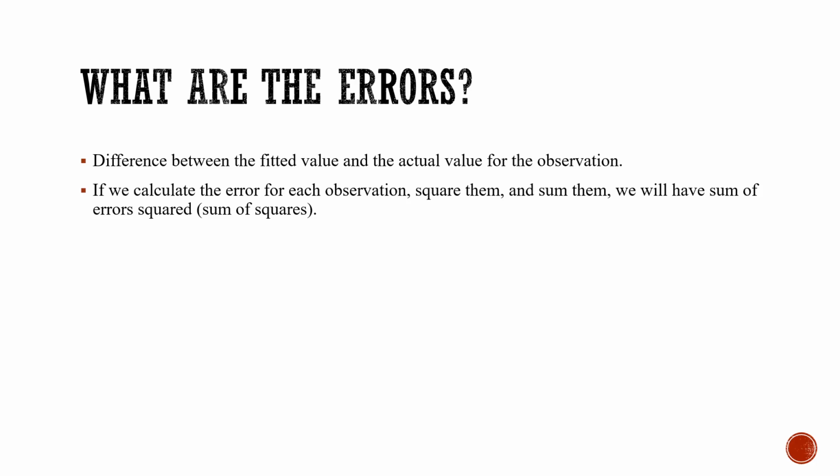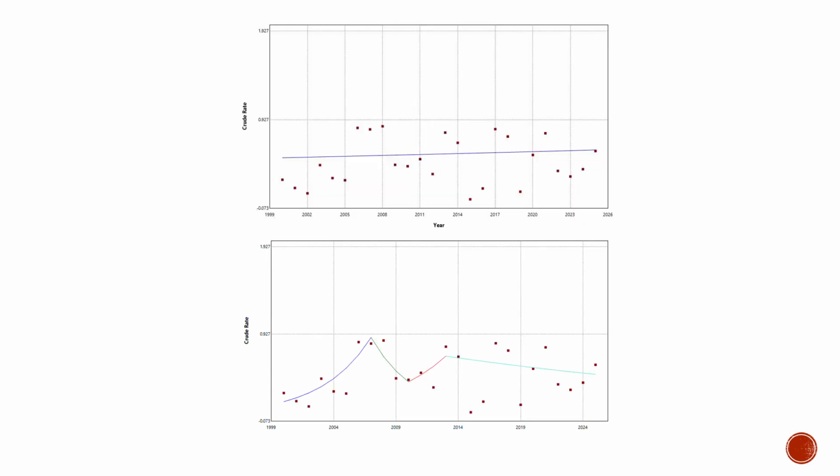If we calculate the error for each observation, then square them and finally sum them, we will have what is called sum of squares or sum of errors squared, which will come up in later videos. In this slide, as you can see in the top chart, we have fitted a regular linear regression line. Each red square is the observed value, and between the observed values and the line, there is a difference for each data.